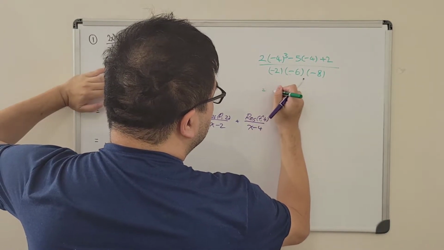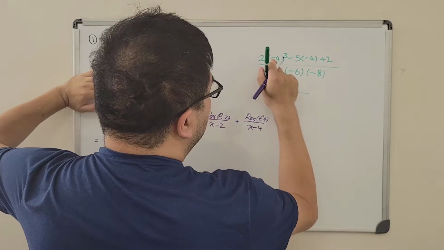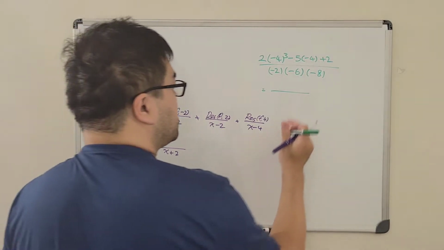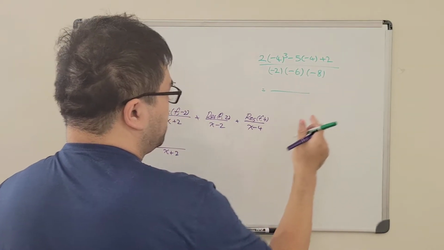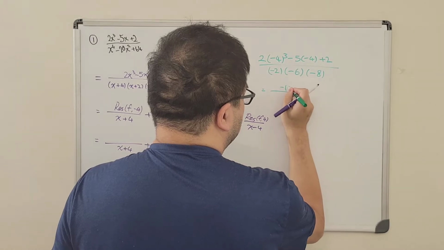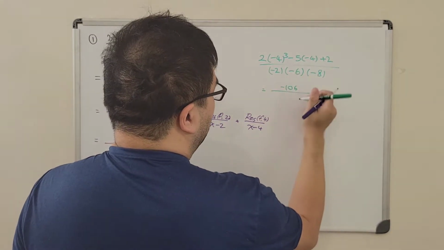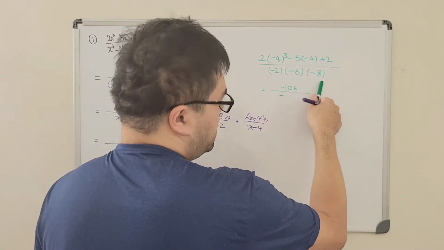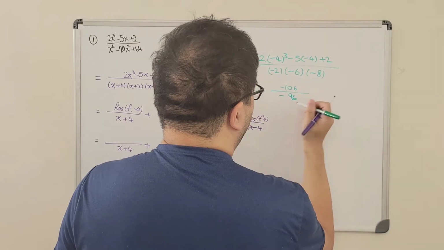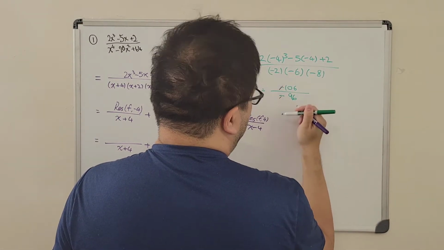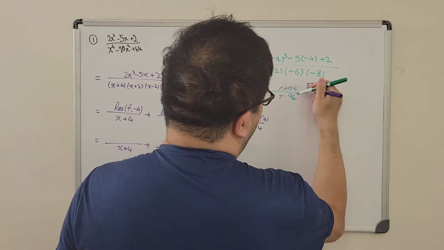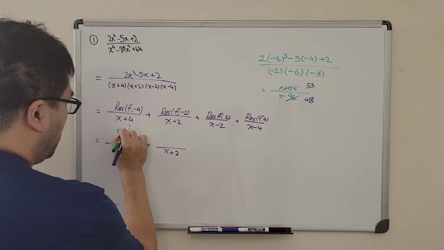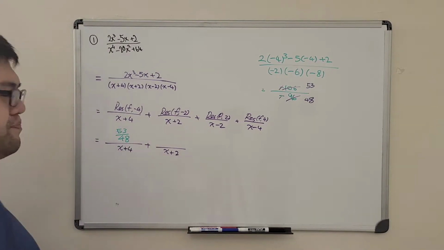So if we simplify it, negative 4 to the third power is negative 64, times 2 is negative 128, plus 20 plus 2, so plus 22, which gives us negative 106. And divided by, well, we have 3 negatives down here, so we get negative, and then 2 times 6 is 12, 12 times 8 is 96. And if we simplify it, the negatives cancel out, and then on top we can divide by 2, and on the bottom we also divide by 2. We get 53 over 48. Great.